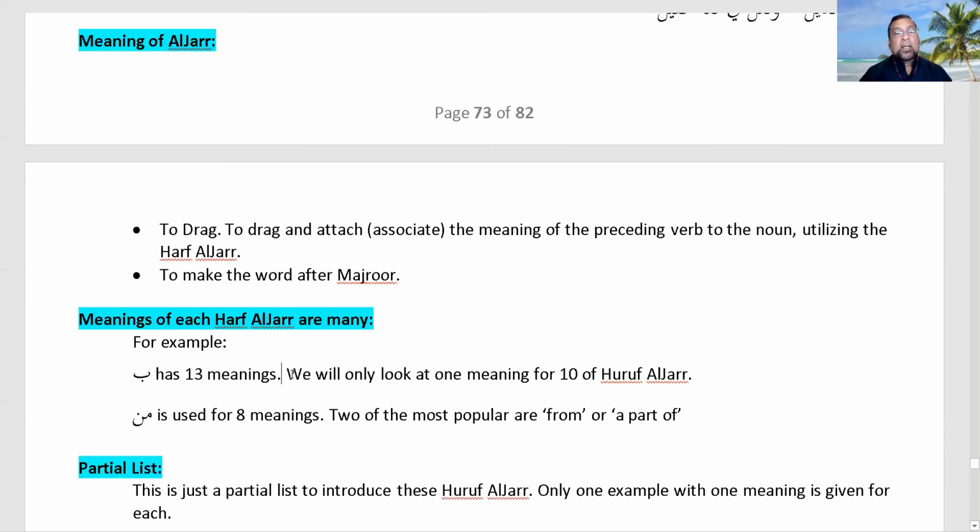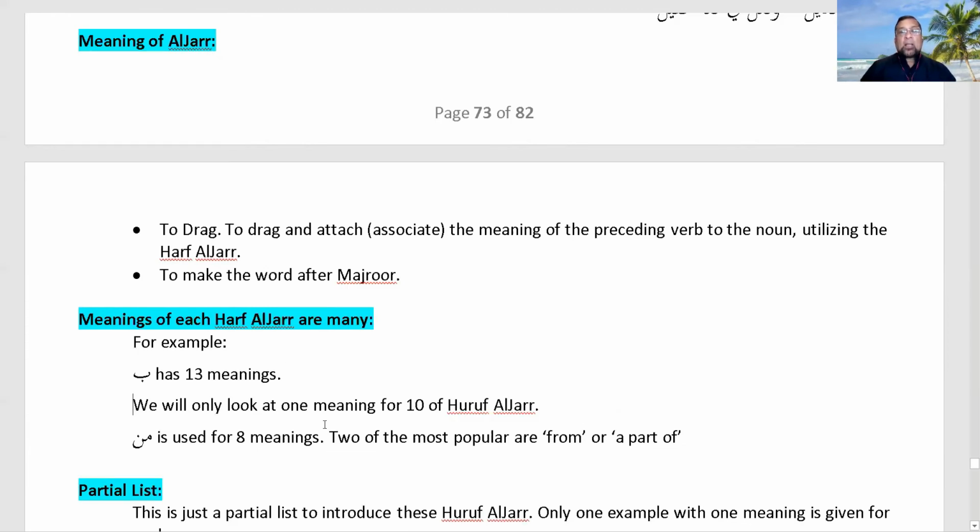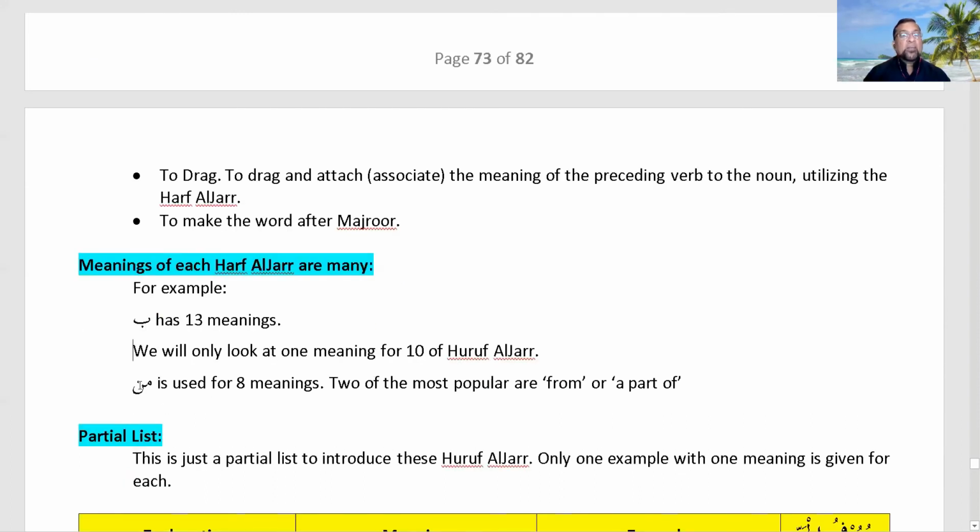That's the meaning of ba. Inshallah, I would only give you 10 of the Huruf AlJarr that are more frequently used in Quran. And another, for example, min, is used for 8 meanings. 2 of the most popular are from or a part of. From means al-ibtida'iyya and a part of at-tab'idiyya. We call it min al-ibtida'iyya or min at-tab'idiyya, and both of those are used a lot in Quran.